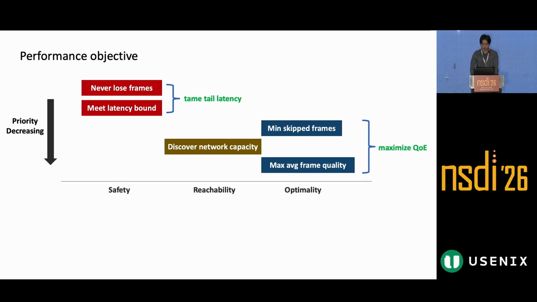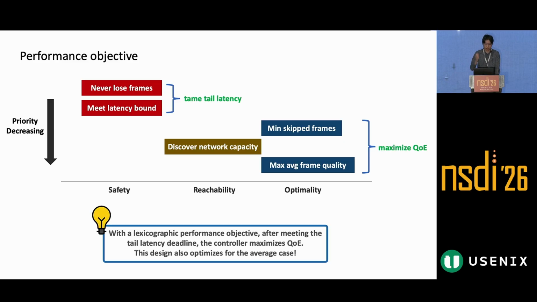Then the controller needs to maximize QoE, quality of experience. It first needs to minimize the skipped frames for video smoothness. Then it needs to discover the network capacity so that it can maximize frame quality. And this can be specified as a reachability or optimality objective. And this design somewhat explains why we can also optimize for the average case.